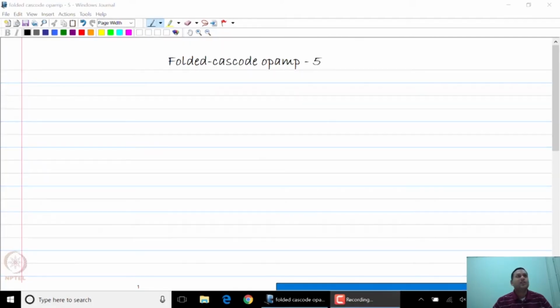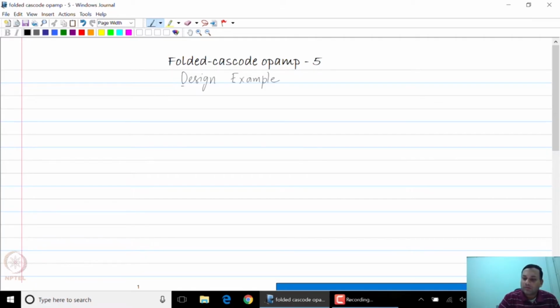In this lecture, we are going to do a small design example of the folded cascode op-amp. So let us take some sample parameters as well as design requirements. So let's first start off with the transistor parameters.